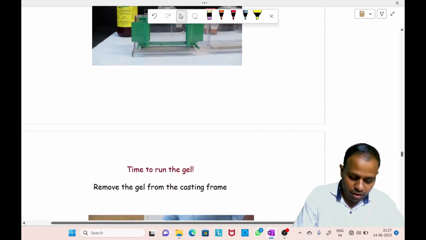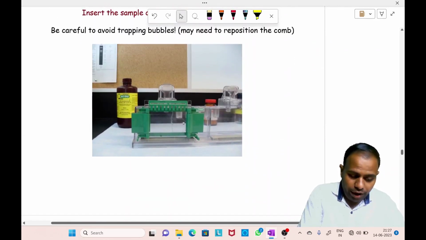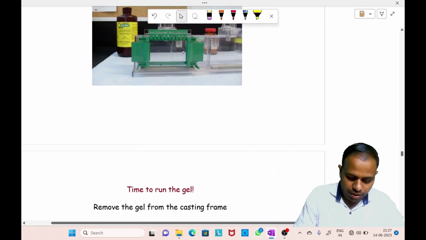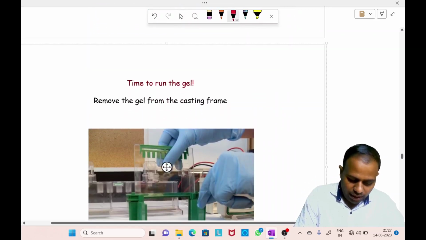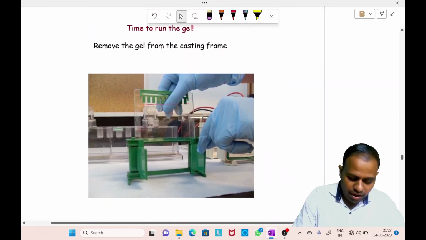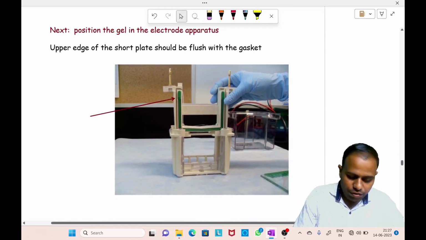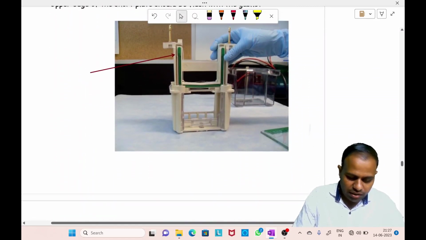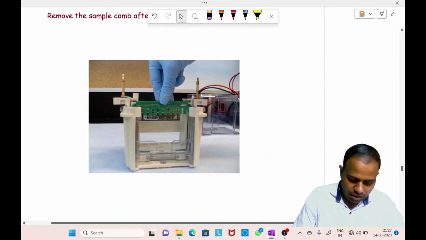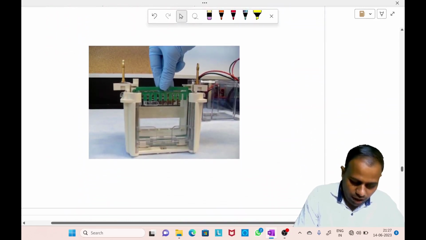Okay, remember, avoid trapping the bubble in any case. Okay, and when you put the comb like this, combs are available like this, it will make a cavity in the stacking gel, and you can load the protein sample here. This is the electrophoretic apparatus. You have to place the gel into that electrophoretic apparatus and remove the comb carefully.